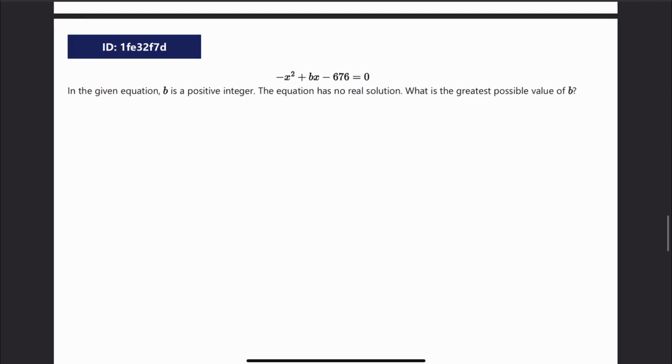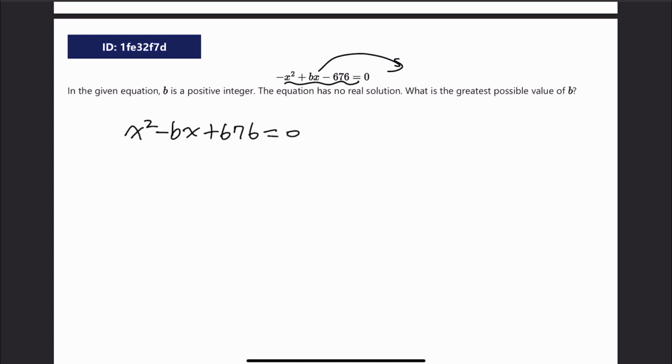Looking at our next question: minus x squared plus bx minus 676 equals 0. In the given equation, b is a positive integer. The equation has no real solutions. What is the greatest possible value of b? So first, I personally don't like dealing with negative coefficients in front of x squared, so I'll move everything to the right. So x squared minus bx plus 676 is equal to 0.